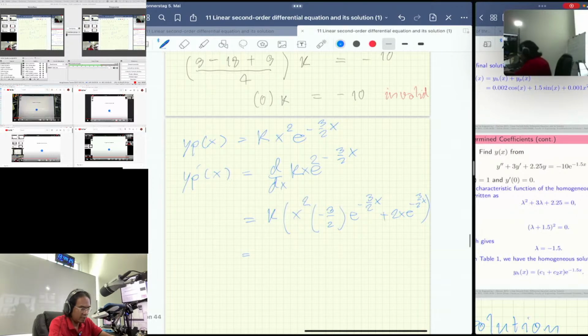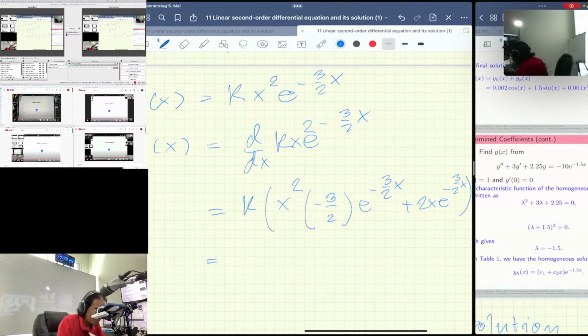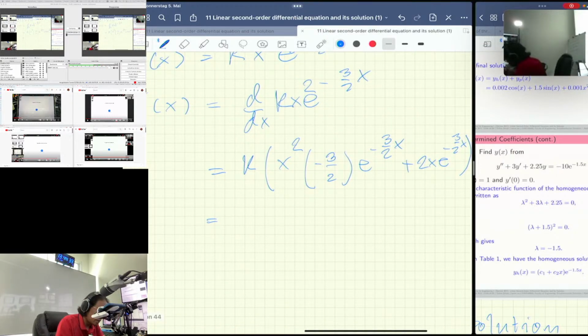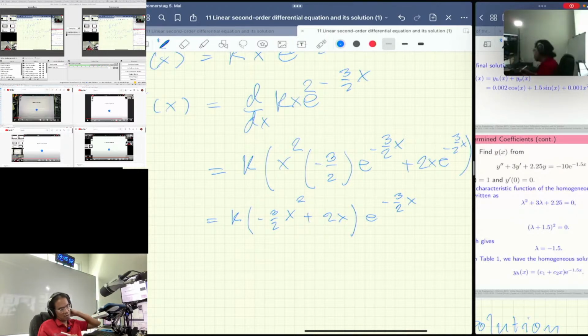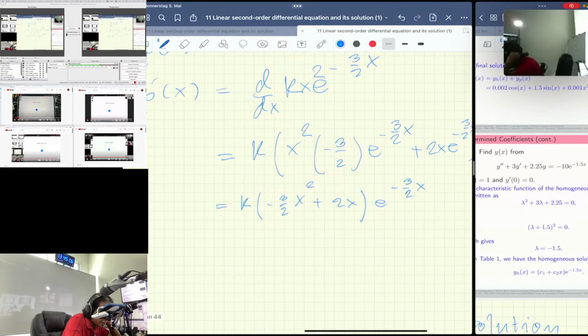We move the common term out of that. It's k over negative 3 by 2 x squared plus 2x, all right, and the common term is like this. The next thing is y prime p x.